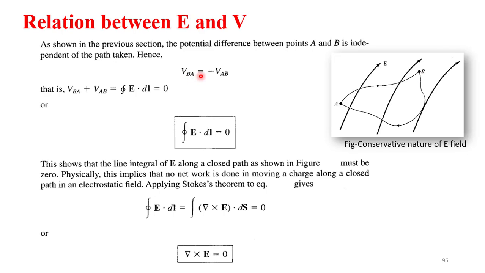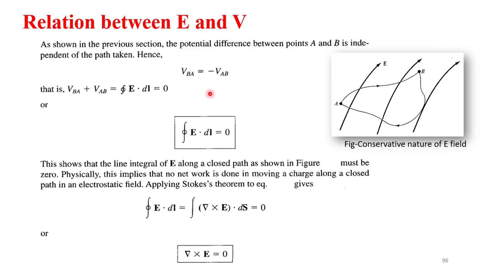VBA is minus of VAB, because if you travel from A to B, then you are going to get one potential, and if you travel from B to A, then that potential is the same but the direction is opposite. Therefore the minus sign is mentioned here. So if you add these two potentials, VBA plus VAB, we get the answer as 0. This implies, from the definition of potential, that V is equal to minus integration of E bar dot dl bar.